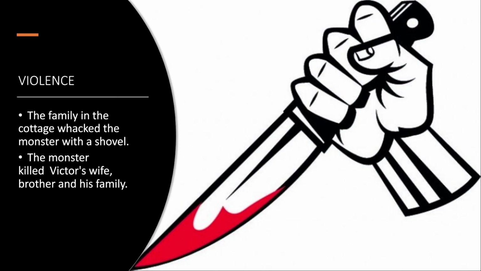And the violence. The family in the cottage whacked the monster with a shovel, and the monster killed Victor's wife, brother, and his family because he was seeking revenge on Victor for rejecting him. So it turned the monster into a real monster, the bloody murderer.